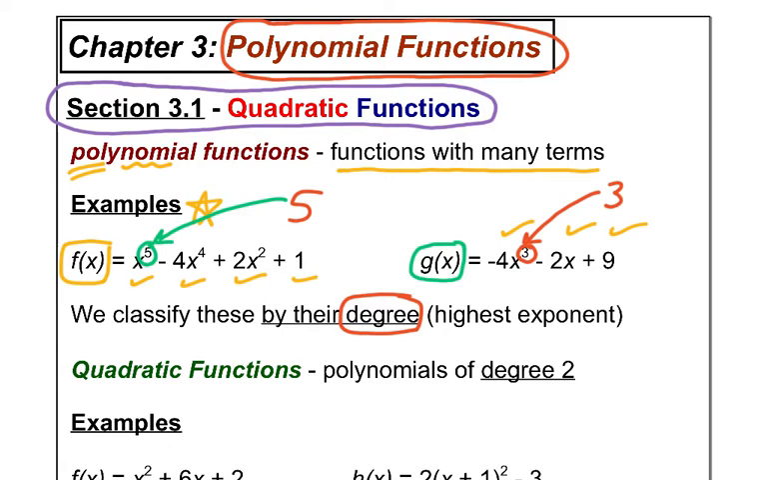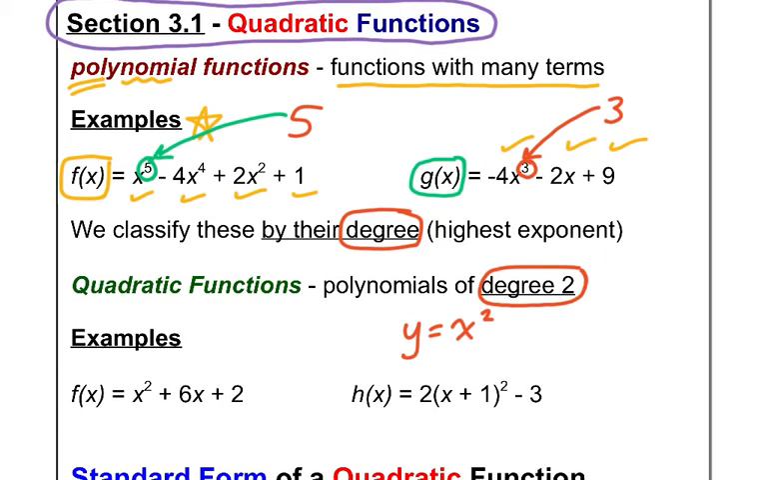Now quadratics, if you remember, quadratic was some version of y or f of x equals x squared. So your degree for all quadratics will always be a 2 because the highest power will always be x squared. They kind of appear in different forms. You can have, for example, this quadratic here. Again, you can see the highest power is 2, so it is a quadratic. And we have h of x over here, which is another version of a quadratic.